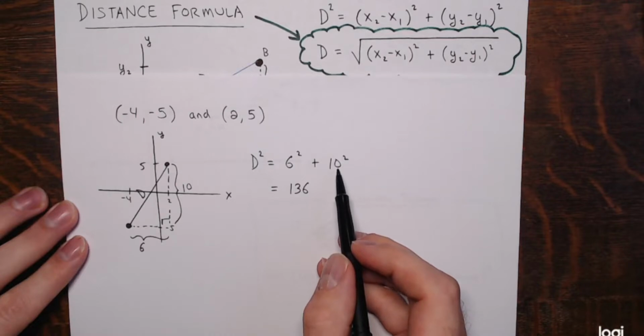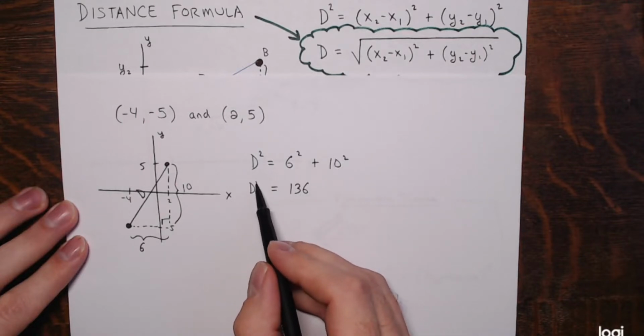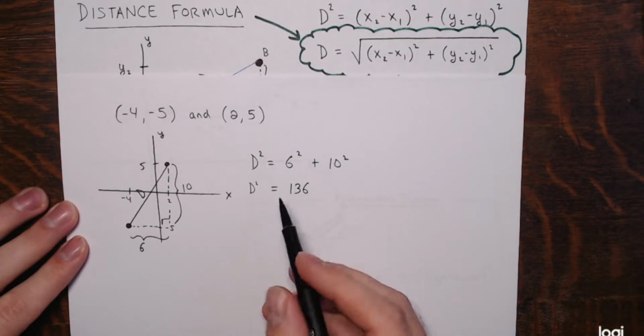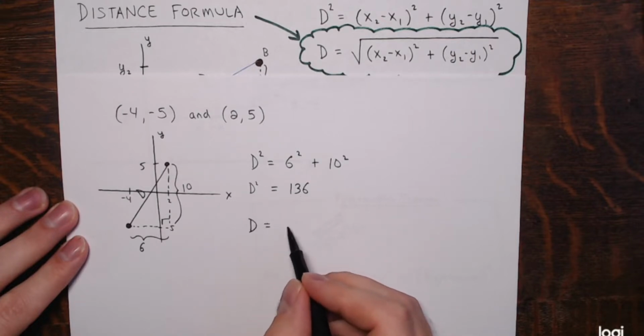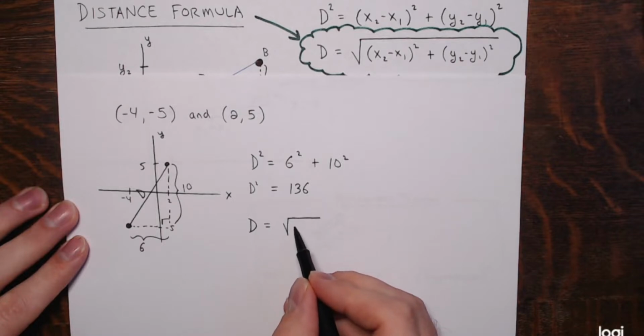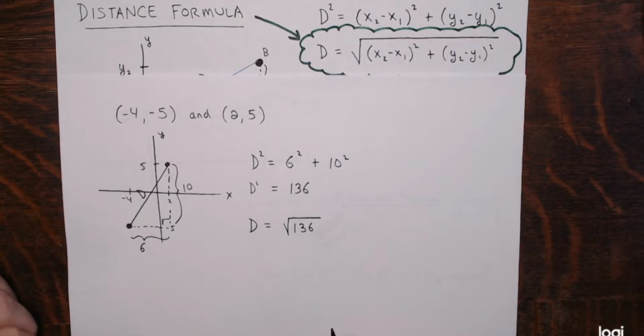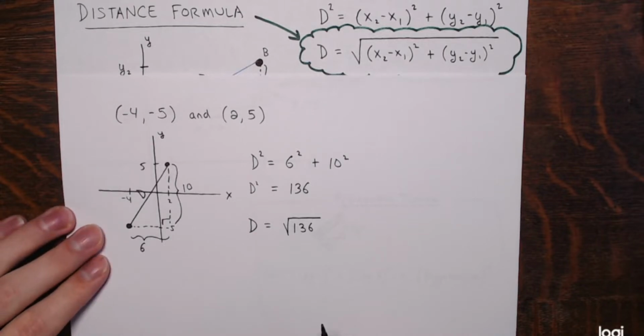100 plus 36, so d squared equals 136. But that's just d squared. Sorry, I want d. So d is the square root of 136. Now they did ask us to simplify this, right? Simplify the radical. So hopefully you remember how to do that.